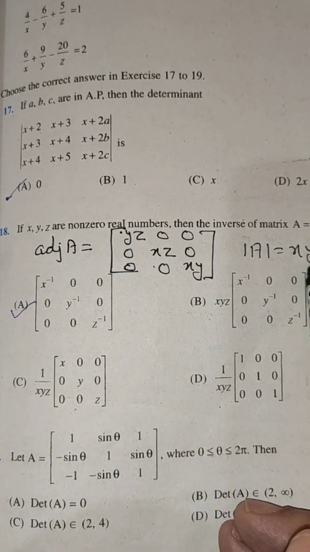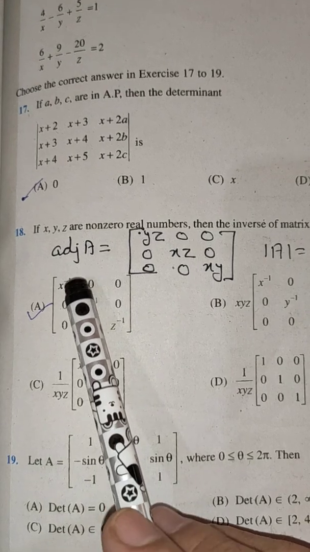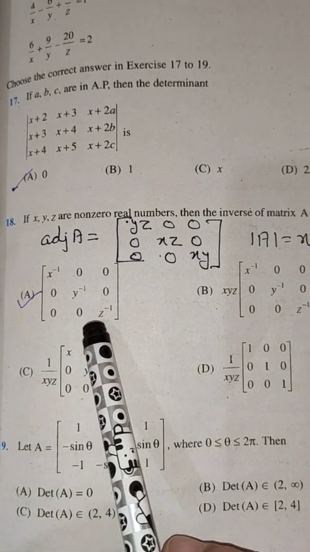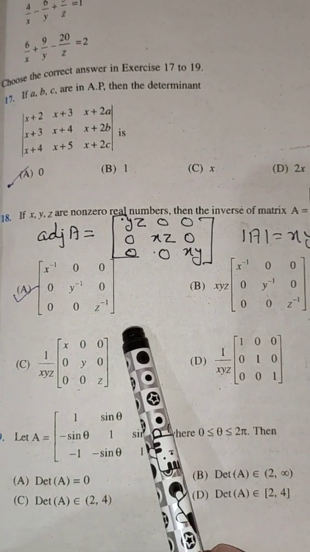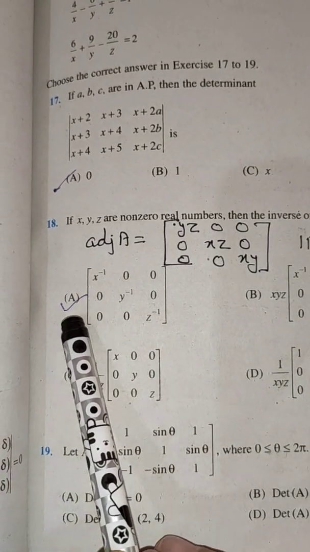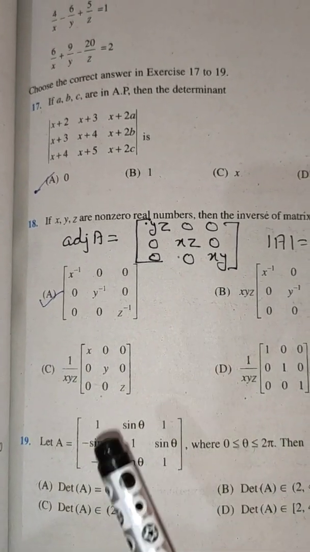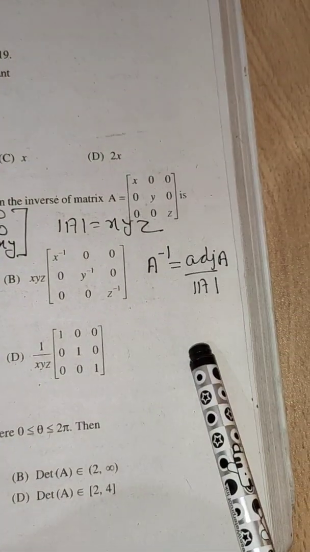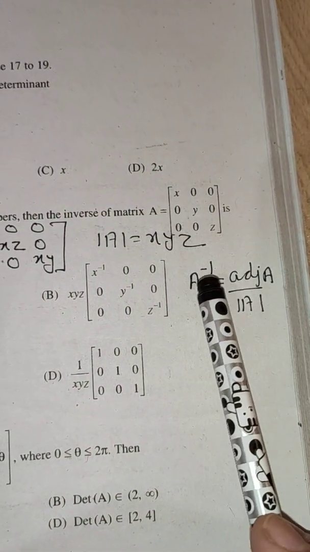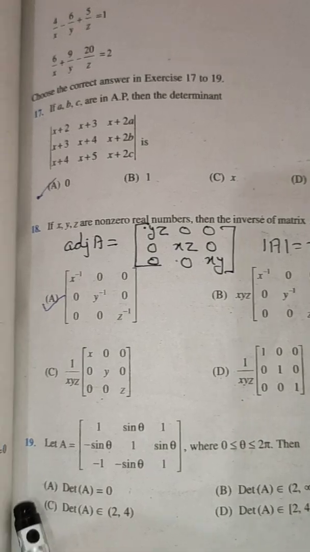How will you multiply each element? yz upon xyz gives 1 upon x, that is x raised to the power minus 1. All others are 0, so as it is. Only the diagonal elements change. So which is the correct option? A. Please try to solve this question orally, otherwise the direct method is there: A inverse is equal to adjoint of A upon determinant A.